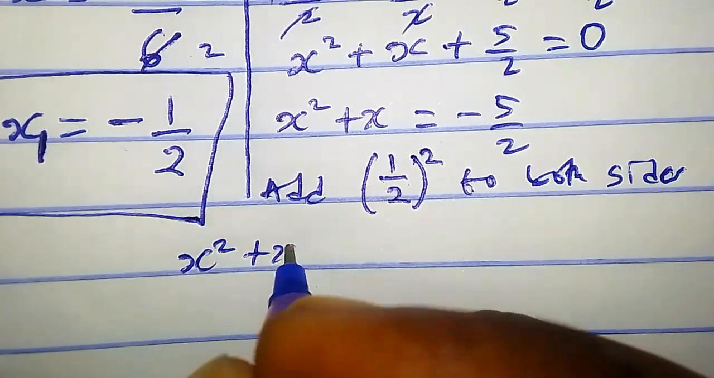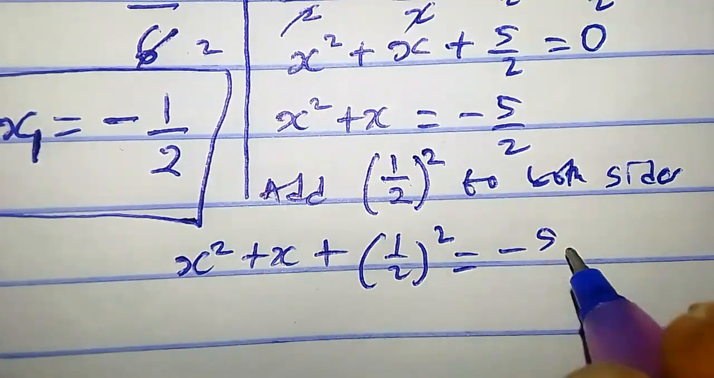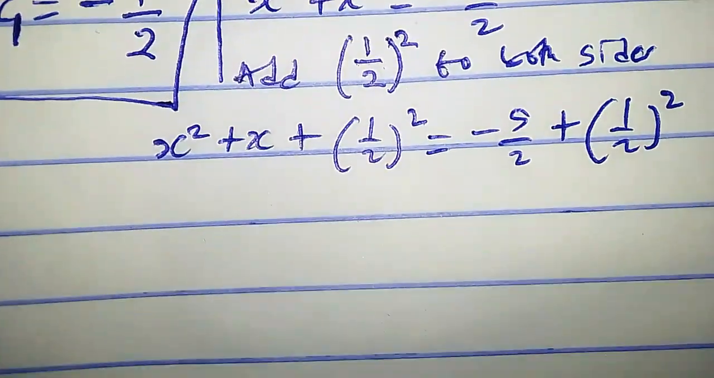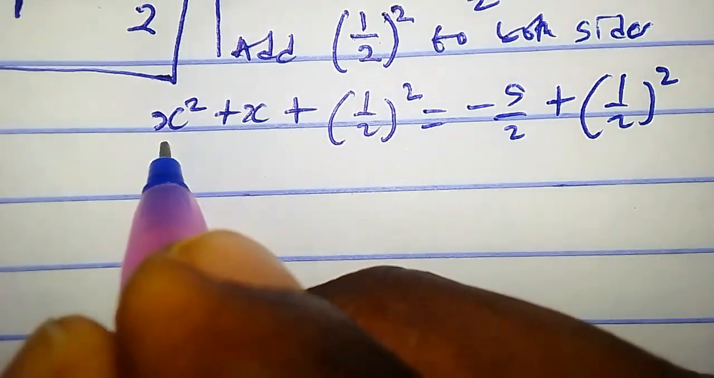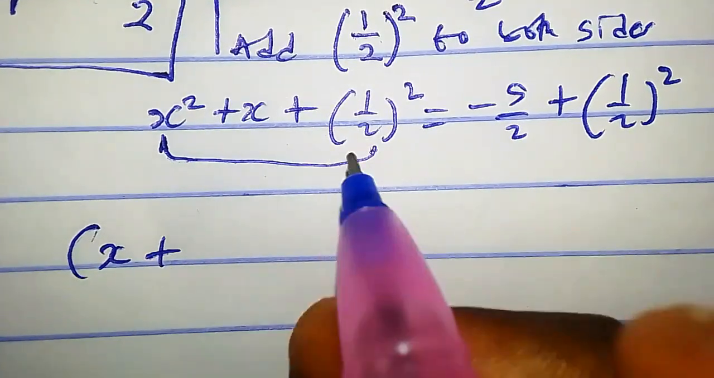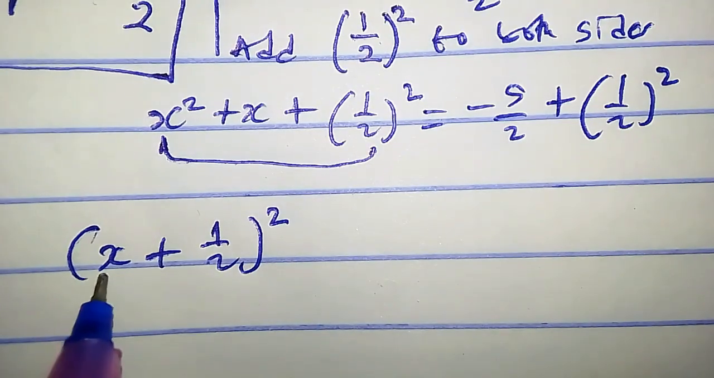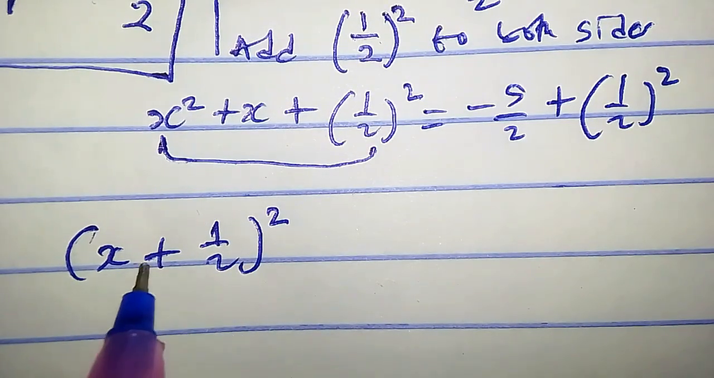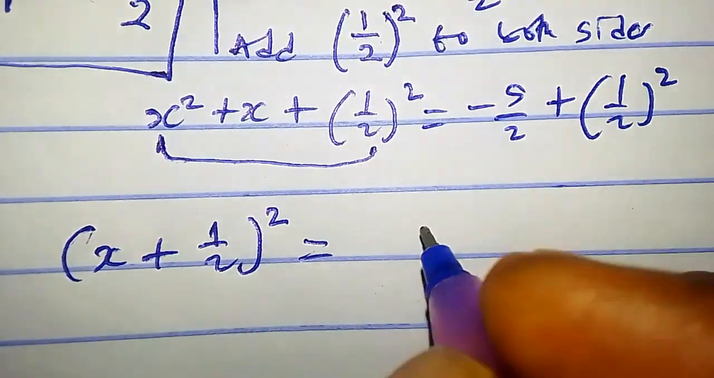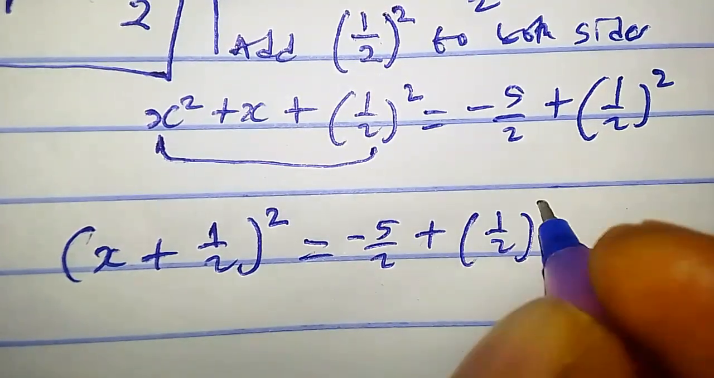x squared plus x plus 1 over 2 all squared equal to minus 5 over 2 plus 1 over 2 all squared. Let's put it further. I can combine this left hand side. So that will be x plus 1 over 2 all squared. That is, if you carefully expand this whole guy, x plus 1 over 2 all squared, you will have all of this left hand side back. This is equal to minus 5 over 2 plus 1 over 2 all squared.